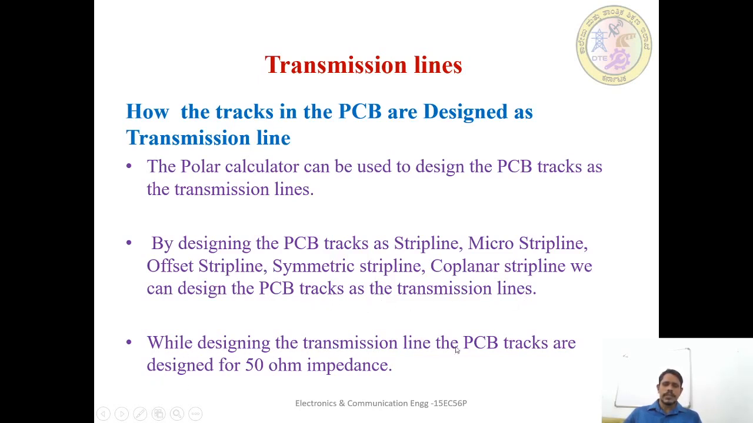While designing the transmission line, the PCB tracks are designed for 50 ohm impedance. Designing the PCB traces for 50 ohm impedance is not a hard and strict rule. The PCB designer can deviate from the 50 ohm impedance by plus or minus 5%. He can design the PCB traces for 60 ohm impedance also. If he is designing for 60 ohm, he has to design the impedance in each and every layer for 60 ohm impedance only.